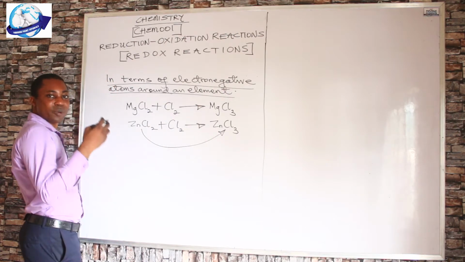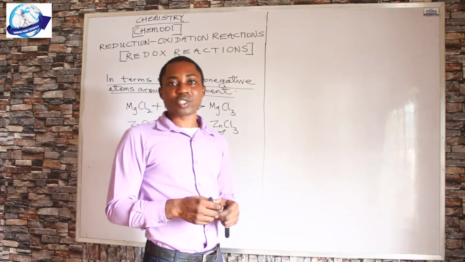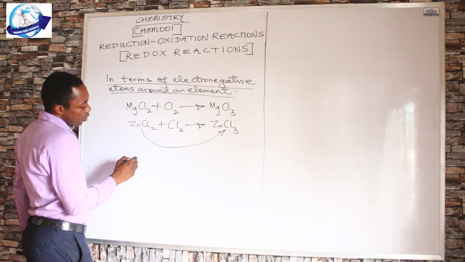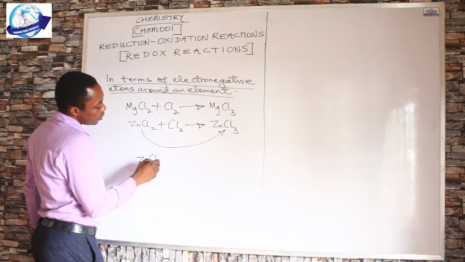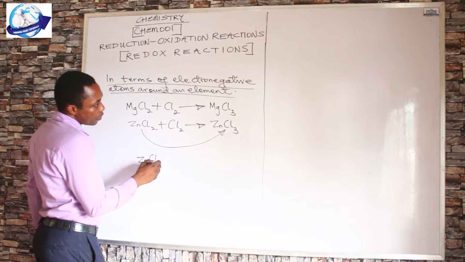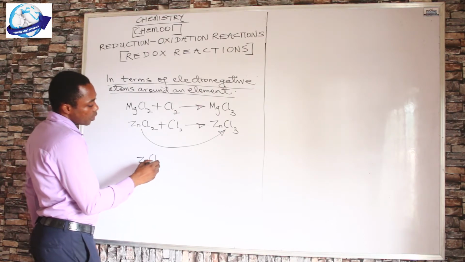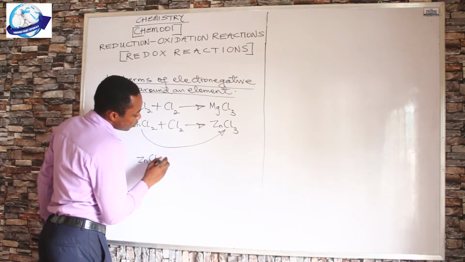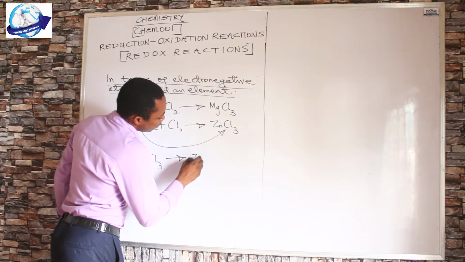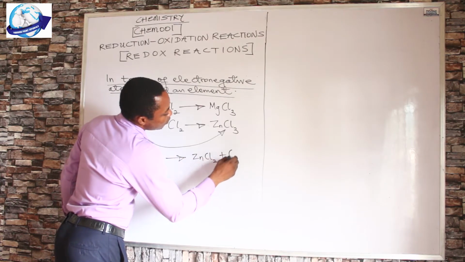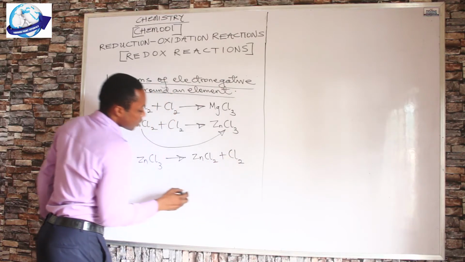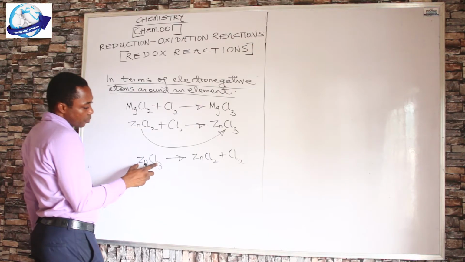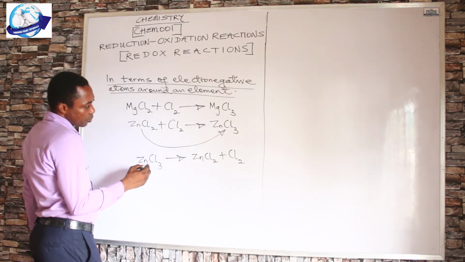But once there's a decrease, then we call it reduction. Let's see the other way around. If we have zinc chloride and it reduces to something like this, there's a decrease. You can balance the equation, but right now, from this side to this side, there's a decrease. This one is a reduction.